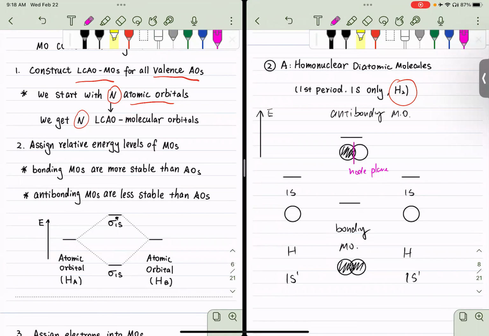So looking at these energy levels, the bonding MOs are more stable than your atomic orbitals. So if we draw here, the bonding MO that's been generated by the constructive interference of the two 1s atomic orbitals, that's our sigma 1s. This is lower in energy compared to our starting atomic orbitals. Alternatively, the anti-bonding MO, or our sigma star, with the node plane, is going to be higher in energy compared to where we start.